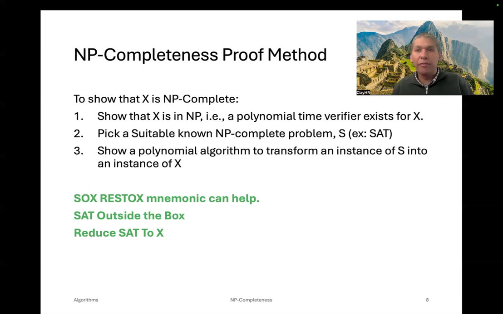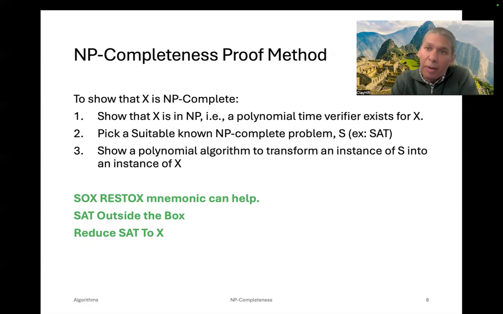You should be able to show the verifier for that. As an example, if somebody gives you a Sudoku solution, you can check in polynomial time whether the solution is correct or not by doing a distinctness check on each row, each column, each mini square. So verifying a given solution is not hard, and that's why we say that the Sudoku problem is in NP. Similarly, you have to show that this problem X is in NP. That's generally the easy part.